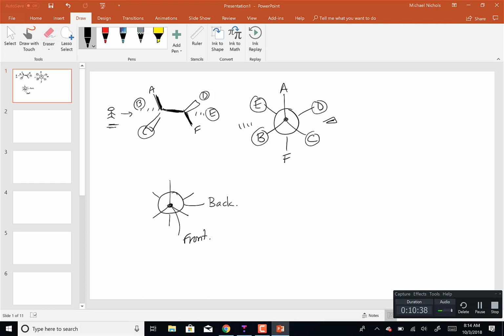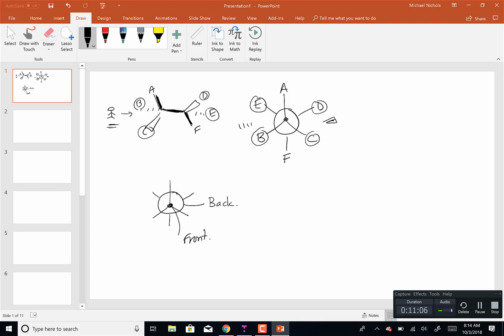And I always work from the left on this. When I look at it, I look at it from the left. You could look at it from the right, and basically then the DEF carbon is going to be the front carbon, and the ABC carbon is going to be the back carbon. So it really doesn't matter which way you look at it. Okay. Does everybody kind of see that?